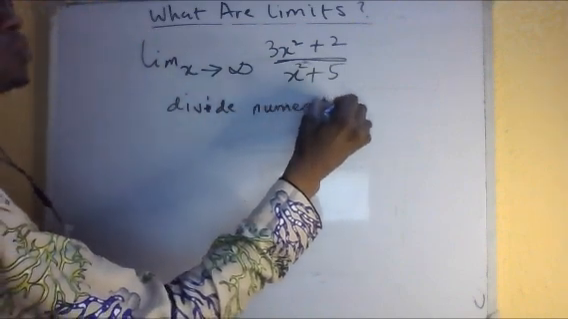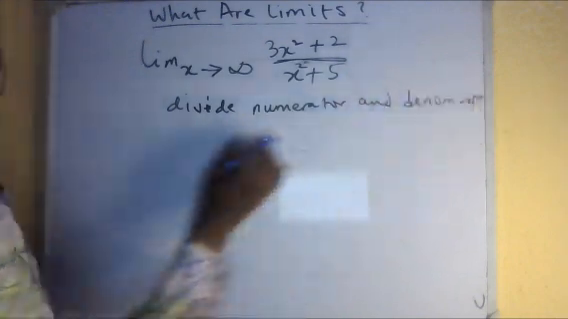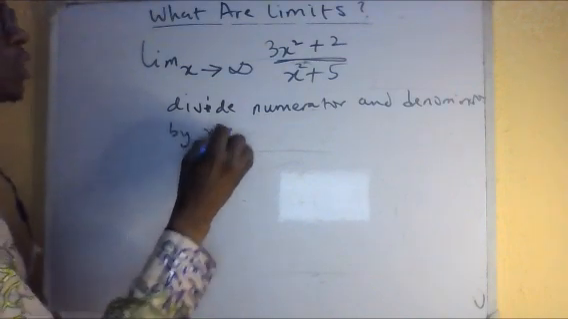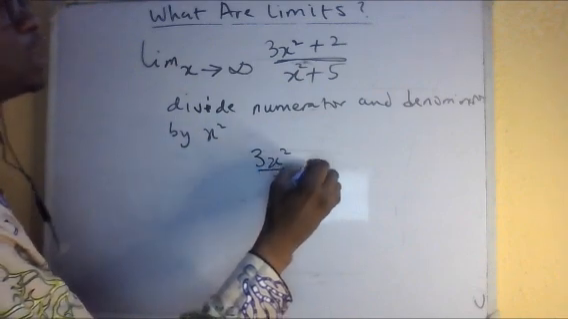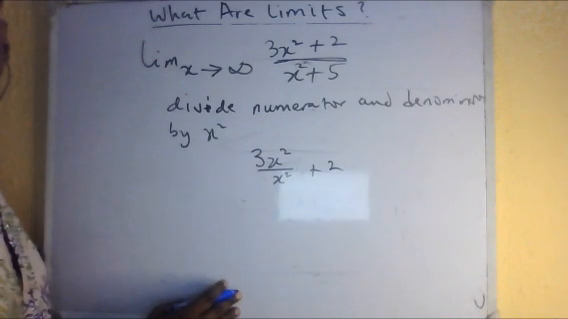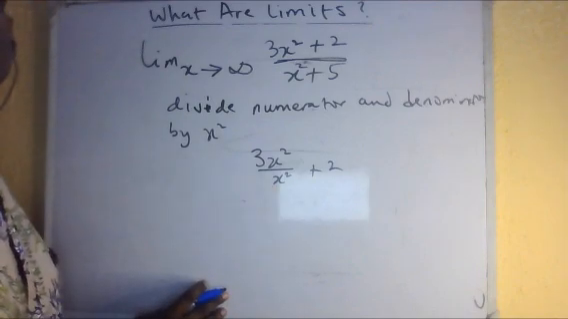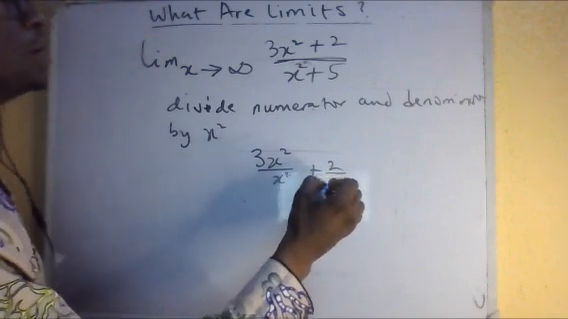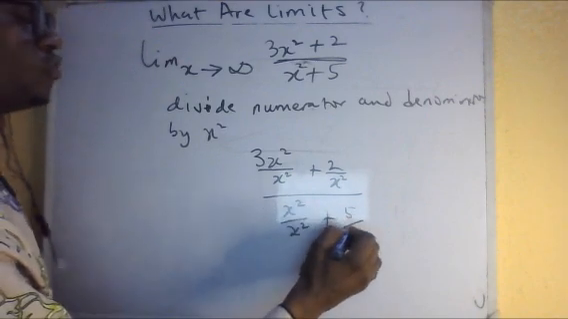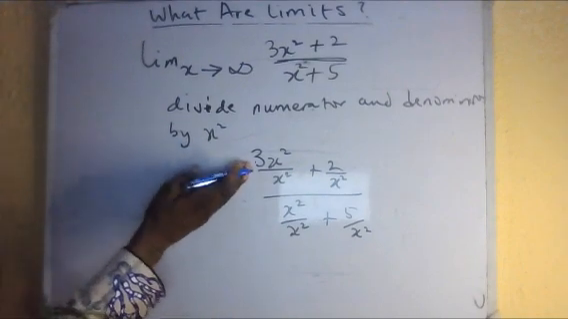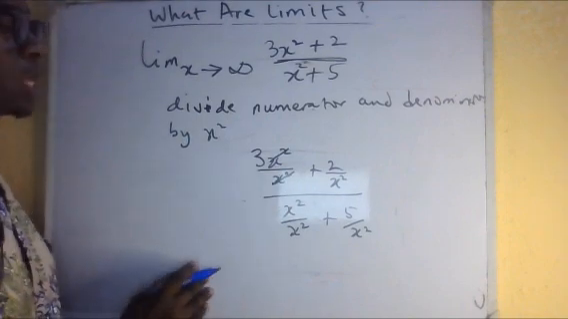numerator and denominator by x squared. So I would say 3x squared over x squared plus 2 over x squared, all over x squared over x squared plus 5 over x squared. See what I have done to the numerator, and this is the denominator. So this one we cancel this one, and this one we cancel this one.